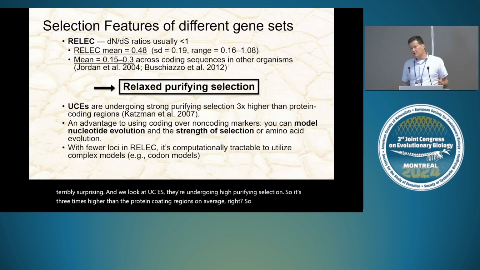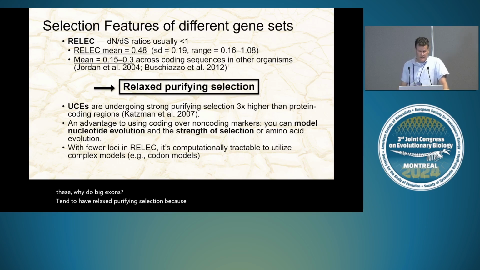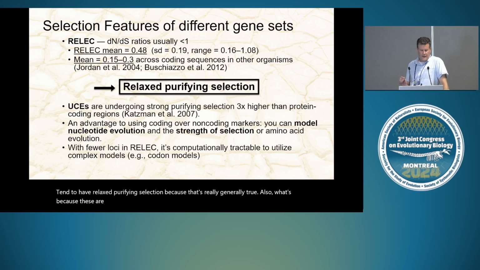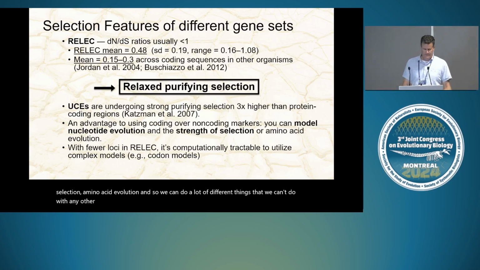So that's pretty clear, but you're left with this lingering question: is there anything that ties them together, or why do big exons tend to have relaxed purifying selection? Because that's really generally true. Also, because these are all protein coding, we can really model nucleotide evolution, strength of selection, and amino acid evolution, and so we can do a lot of different things that we can't do with any other genomic subsets.